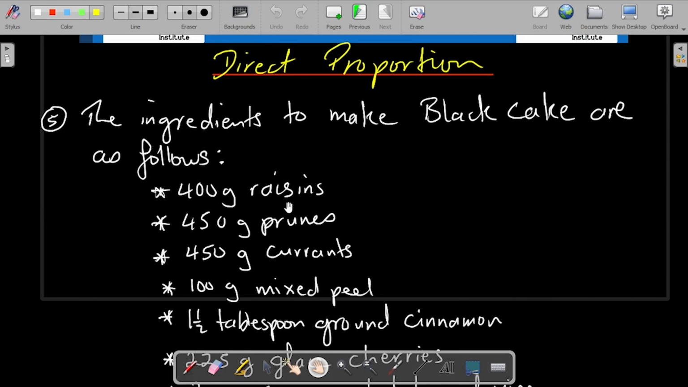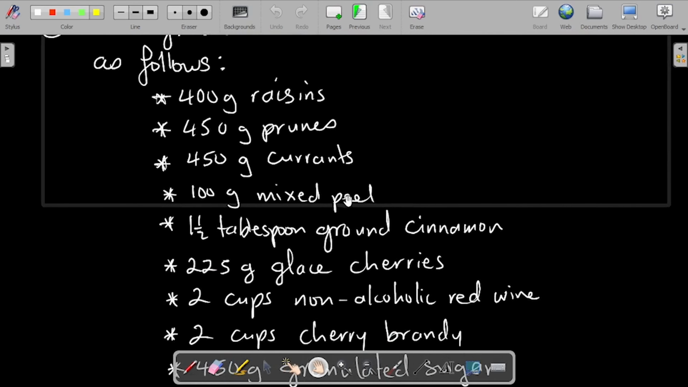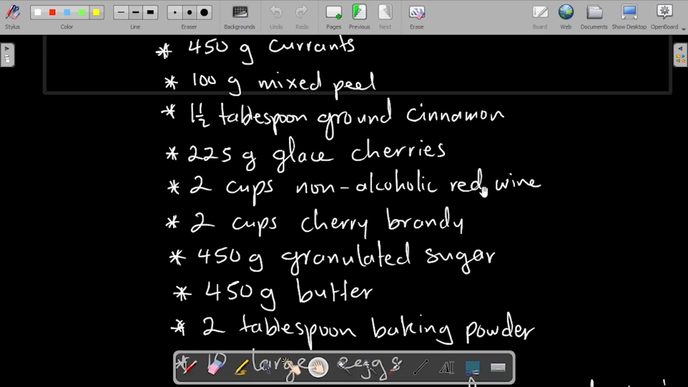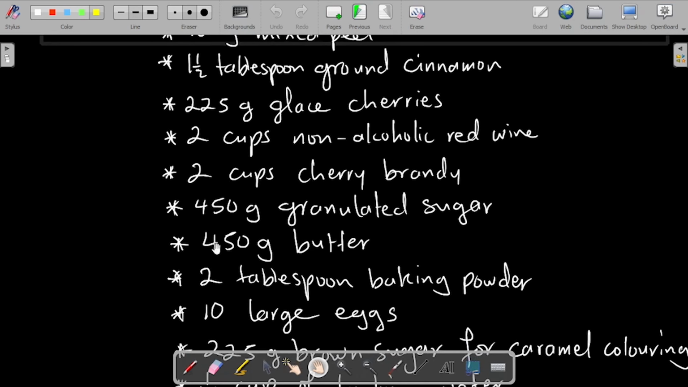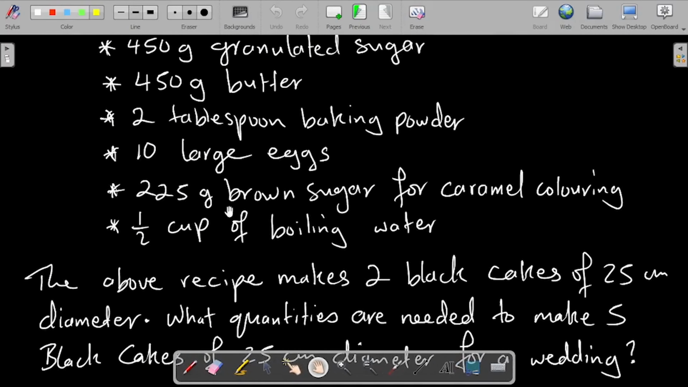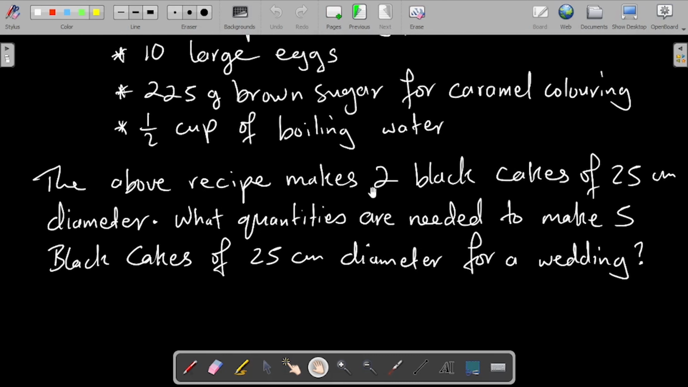Number 5 says the ingredients to make black cake are as follows. You have 400 grams raisins, 450 grams prunes, 450 grams currants, 100 grams mixed peel, 1.5 tablespoons ground cinnamon, 225 grams glazed cherries, 2 cups of non-alcoholic red wine, 2 cups of cherry brandy, 450 grams granulated sugar, 450 grams butter, 2 tablespoons baking powder, 10 large eggs, 225 grams brown sugar for caramel coloring, and half cup of boiling water.